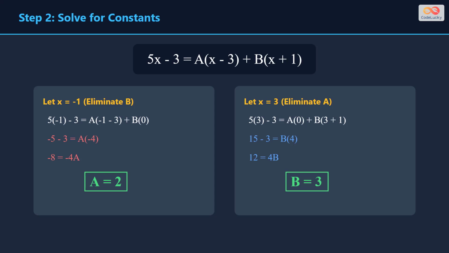To solve for A and B, we clear the fractions by multiplying the entire equation by the original denominator. This gives us 5x minus 3 equals A times x minus 3 plus B times x plus 1. A smart strategy is to pick values of x that make terms 0. If we let x equal -1, the B term disappears, allowing us to solve directly for A. If we let x equal 3, the A term disappears and we can solve for B. We find that A is 2 and B is 3.